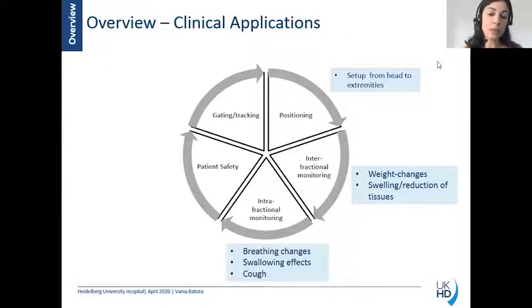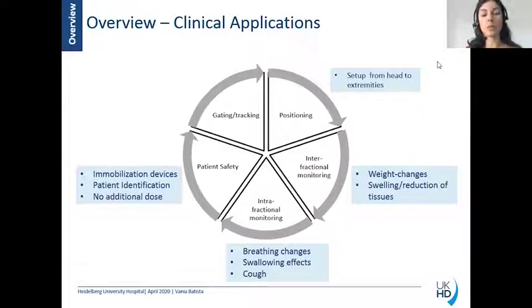You can, during the treatment, evaluate the breathing variations and some additional motion. Also, patient safety is a really important point from my point of view, and one of the main reasons why surface guided has a big impact in the clinical routine, because you can confirm if the immobilization devices are correct, the position itself of the immobilization devices, and if it's the correct patient that you have in the room, and you don't need additional doses for any of these checks.